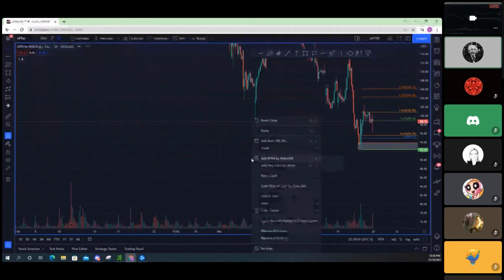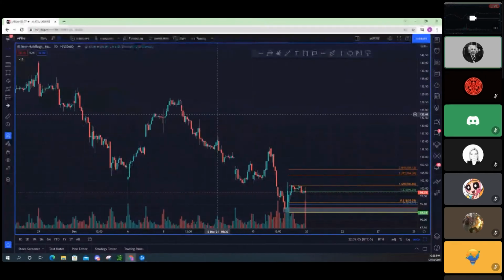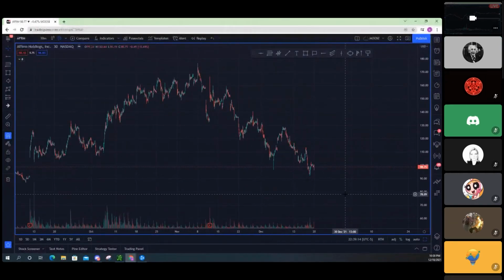If you look at this, for swinging, it's not ready. Does anyone know why? It's still making lower lows and lower highs. There's actually nothing changed in this graph.